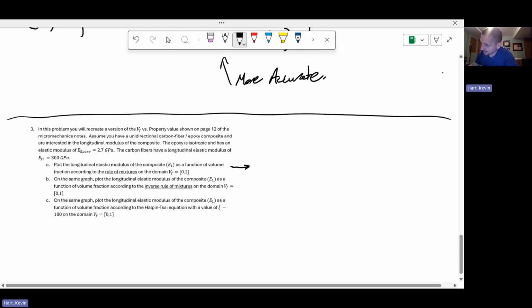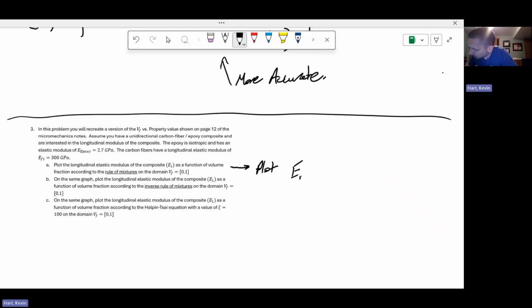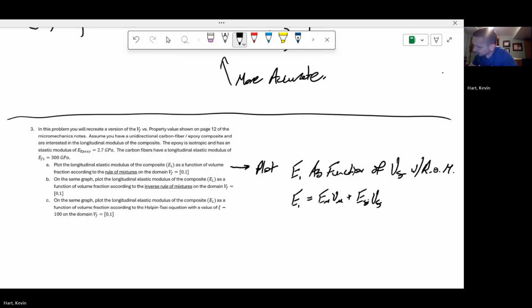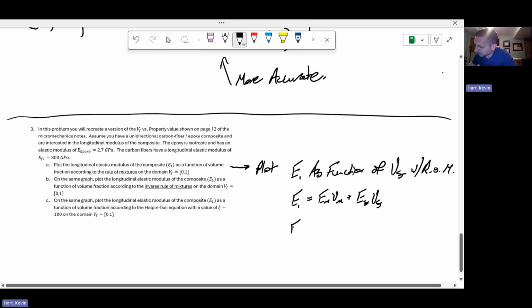So what this is asking you to do is plot the longitudinal elastic modulus, E1, as a function of VF using rule of mixtures. Remember, rule of mixtures is E1 equals EM times VM plus EF times VF. So if you actually plug numbers in here, we get E1, the elastic modulus of the matrix, 2.7 GPa.